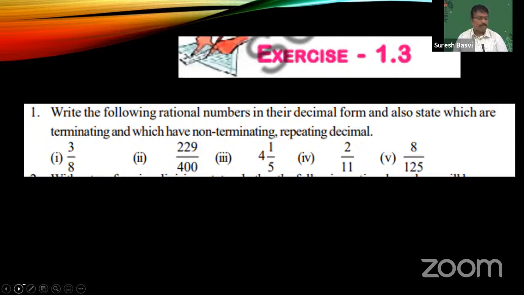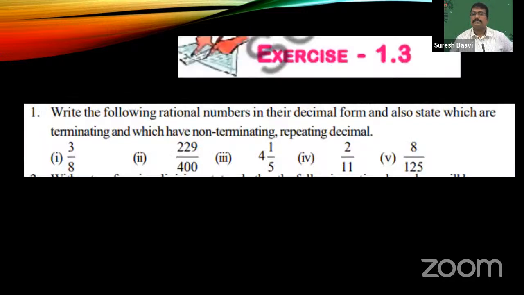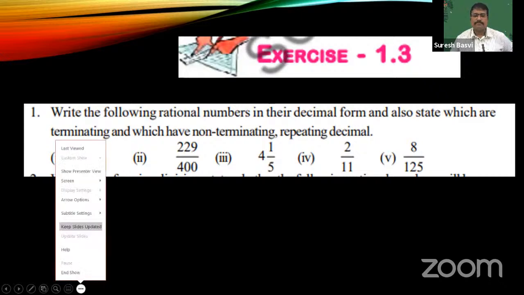Next, exercise 1.3. What is the first problem? The first problem is like this. Exercise 1.3. One minute, Nana.